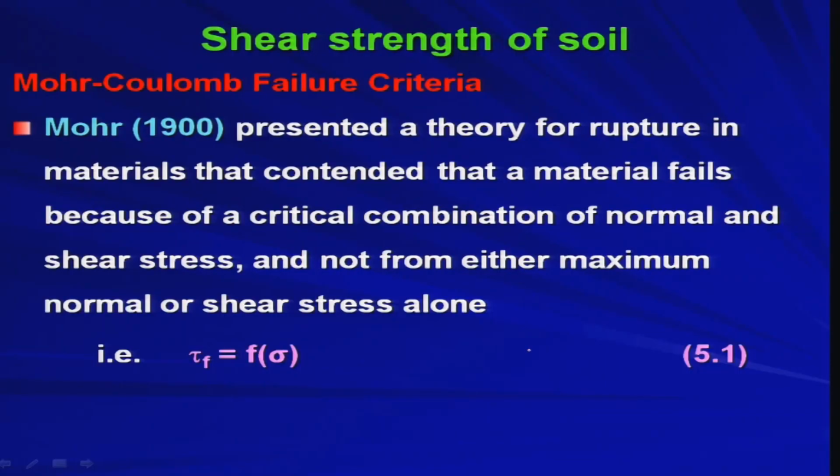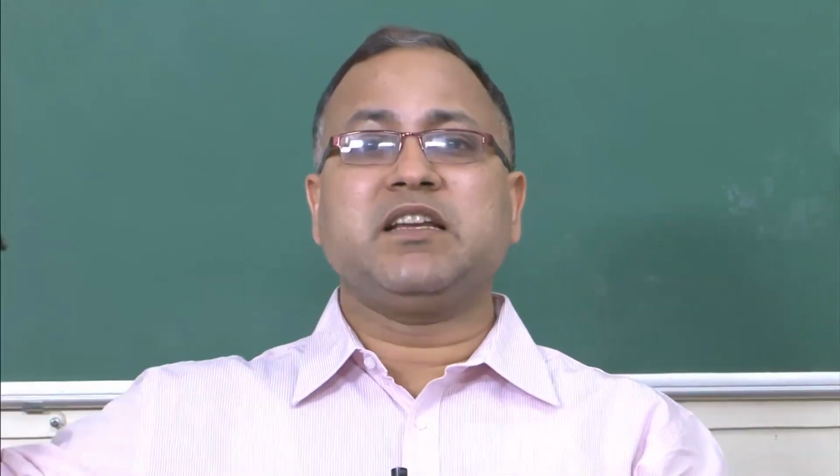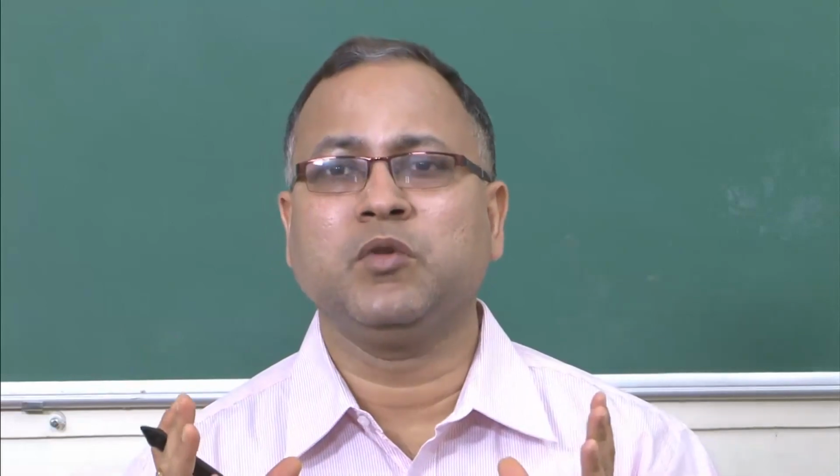Now, Mohr in 1900 presented a theory for rupture in materials that contended that a material fails because of a critical combination of normal and shear stress, and not from either maximum normal or shear stress alone. So any material will undergo failure when some critical combination of normal and shear stress occurs. Critical combination means I cannot get the failure just because the normal stress is maximum or the shear stress is maximum.